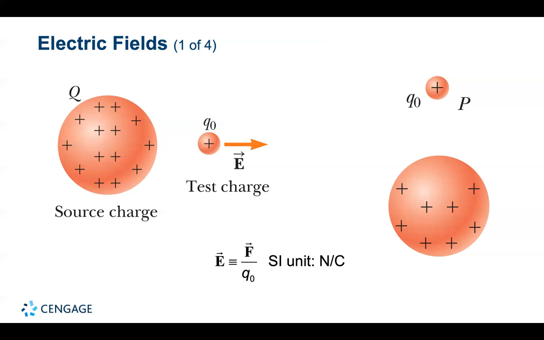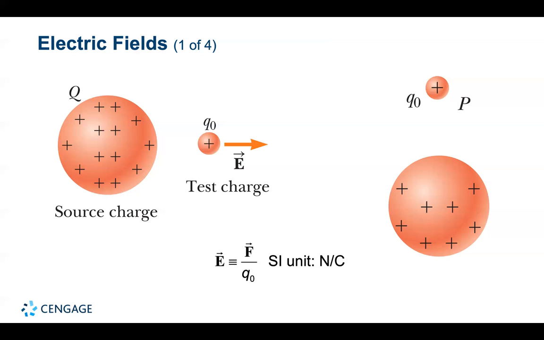The figure on the left shows an object with a small positive charge Q placed near a second object with a much larger positive charge Q. The electric field E at the location of a small test charge Q0 is defined as the electric force F divided by the test charge.